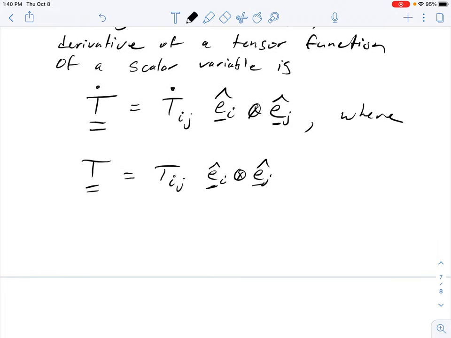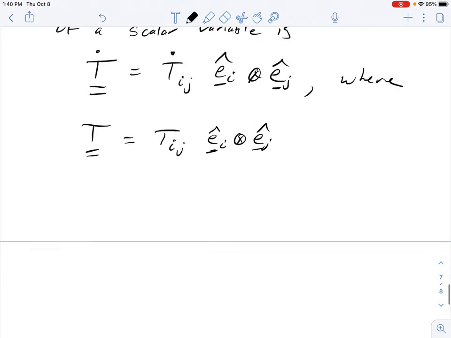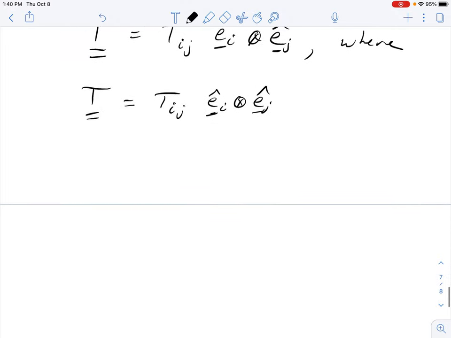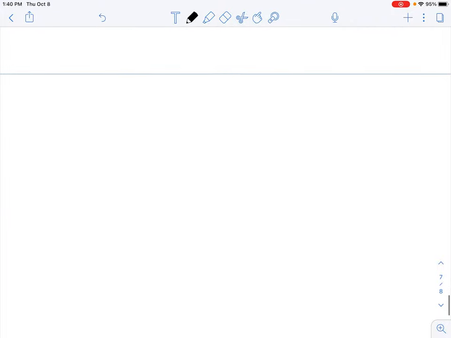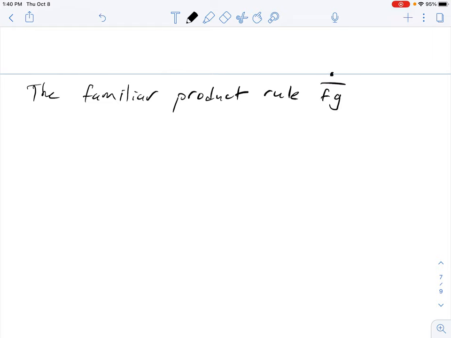The familiar product rule from Calc 1 has several vector and tensor analogs. We put a line over it for the dot to say that we're taking the time derivative of the whole thing that's got the over bar there. That is equal to f dot g plus f g dot.